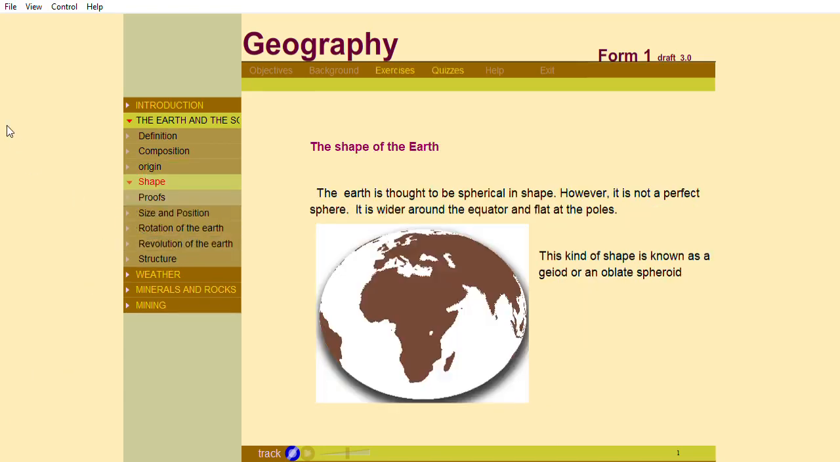The shape of the Earth. The Earth is thought to be spherical in shape. However, it is not a perfect sphere. It is wider around the equator and flatter at the poles. This kind of shape is known as a geoid or an oblate spheroid.